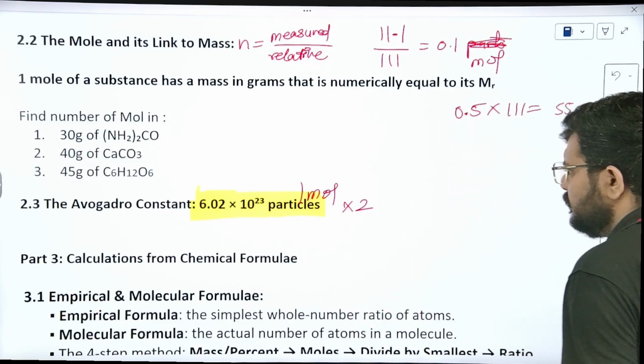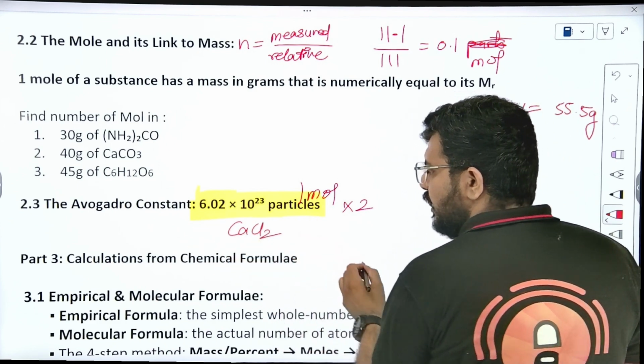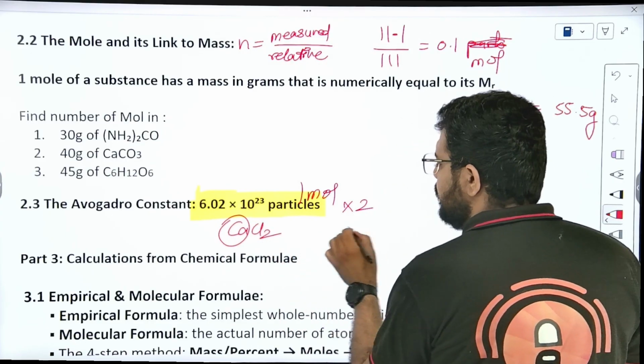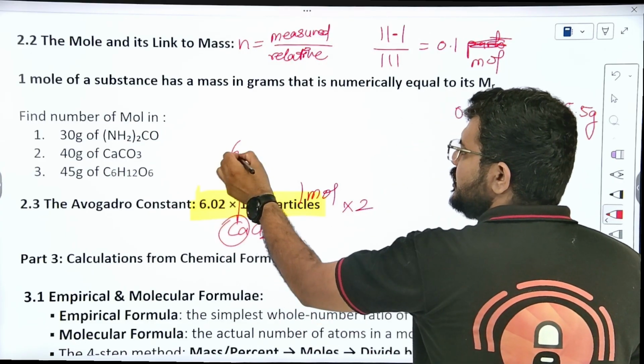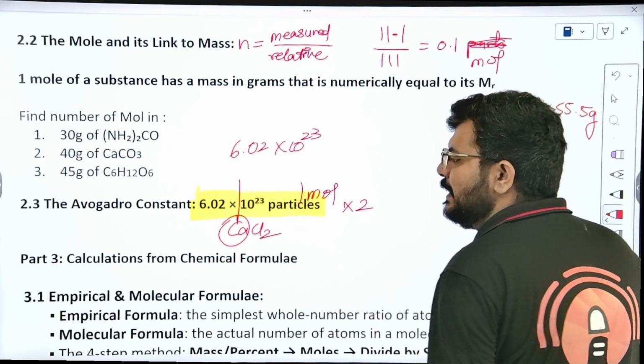Okay. So, 1 mole of calcium chloride contains how many atoms of calcium? How many atoms of calcium? It will contain 6.022 into 10 to the power 23 particles of calcium.